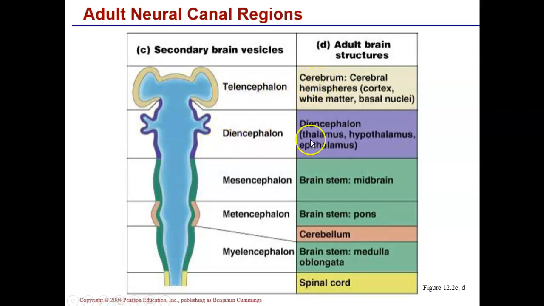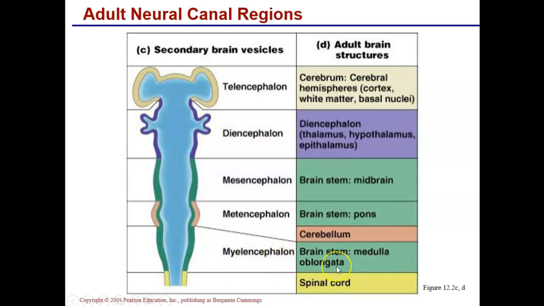The diencephalon will become the thalamus, hypothalamus, and epithalamus. These are located in the center portions of the brain. The mesencephalon will just remain as mesencephalon, and it will form the midbrain section of the brainstem. And then the rhombencephalon becomes the metencephalon, which will become pons and the cerebellum. And then myelencephalon will become the medulla oblongata.